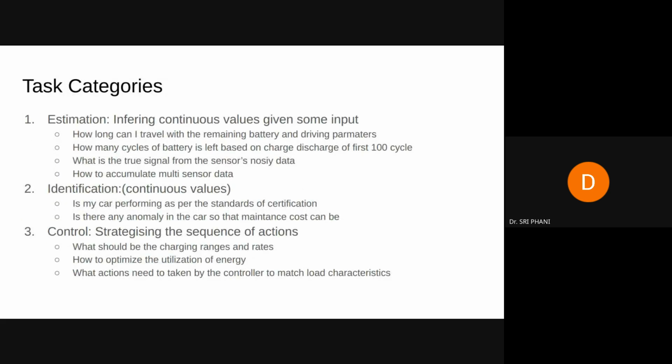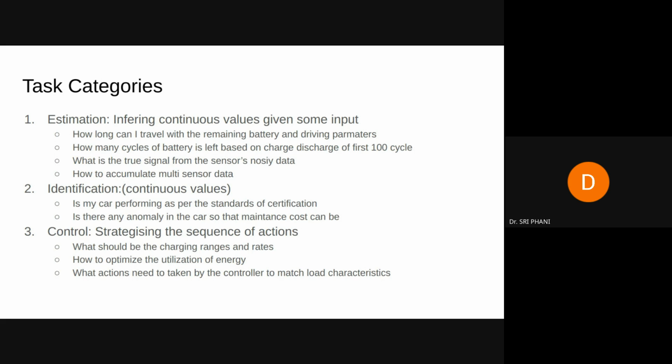Let's say a continuous value: how long can I travel with the remaining battery? How many cycles of the battery are left? What is the true signal from the noisy sensor data? Because the sensor is sending data which might be corrupted with noise, not with an attack, but with noise. So I have to estimate what the correct value will be. The correct value will not be a discrete value like 0 or 1, it can be like 2.96 or something like that. And how to aggregate the multi-sensor data, because you are getting data from multiple sensors, to make one common data. So these all come under estimation, which is a continuous value.